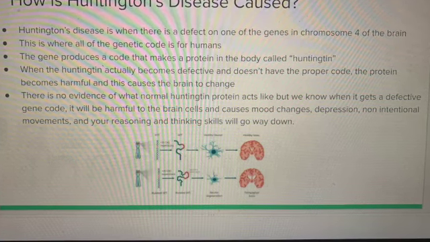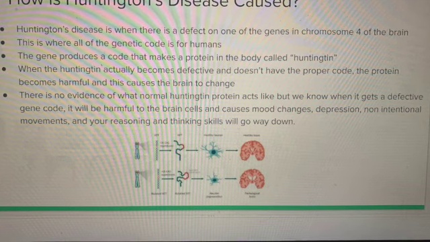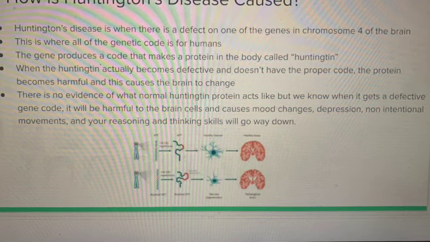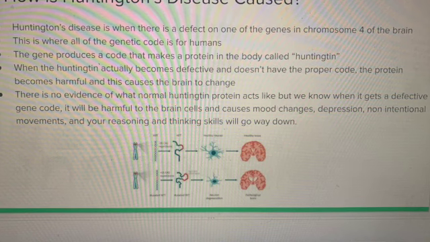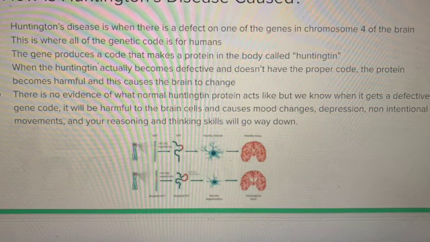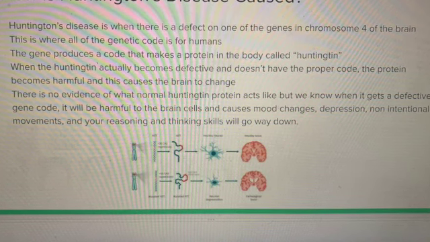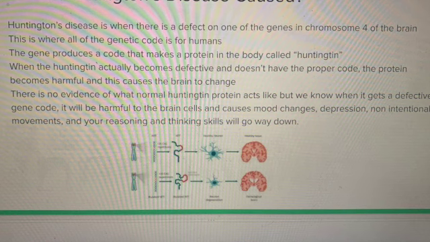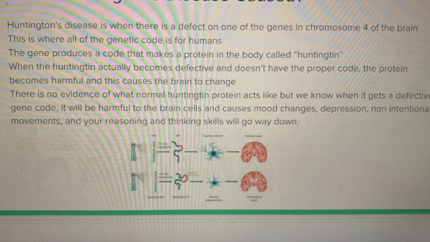brain to change. There is no evidence of what the normal Huntingtin protein acts like, but we know that when it gets a defective gene code, it will be harmful to the brain cells and cause mood changes, depression, non-intentional movements, and your reasoning and thinking skills will go way down.